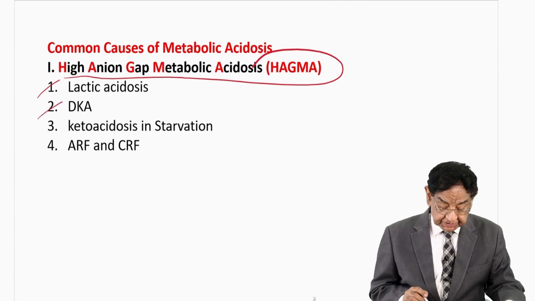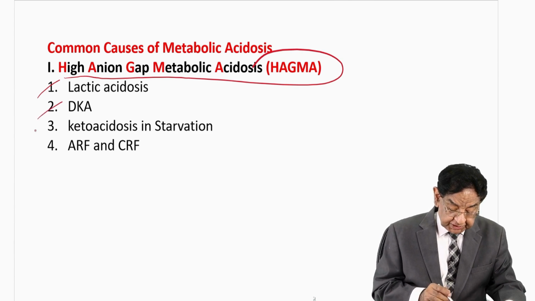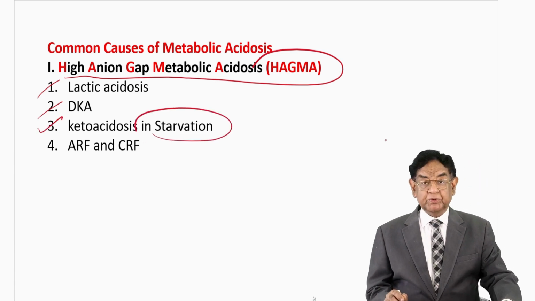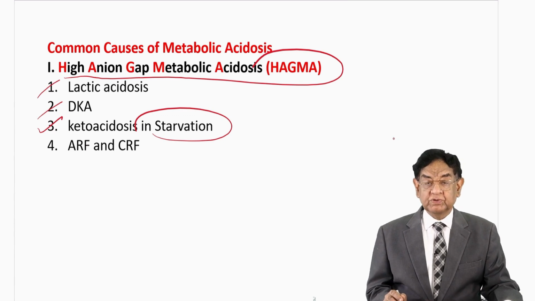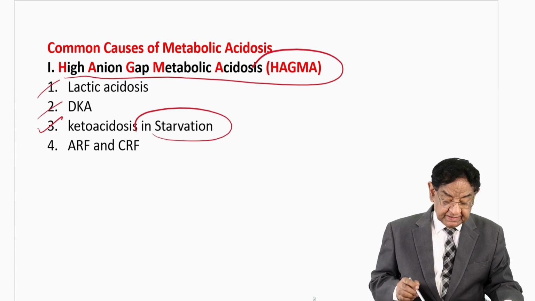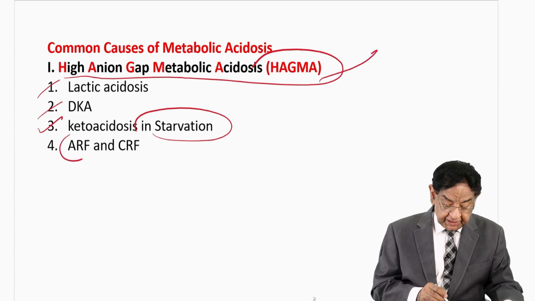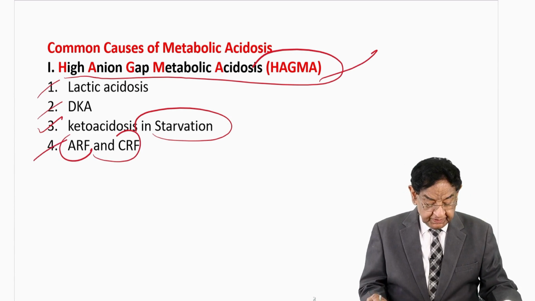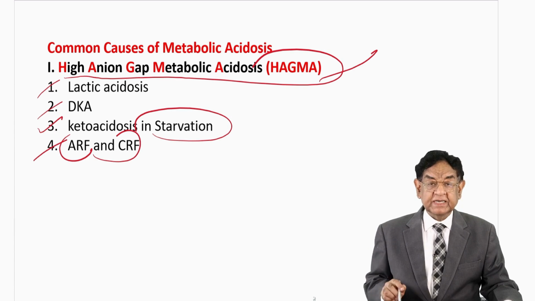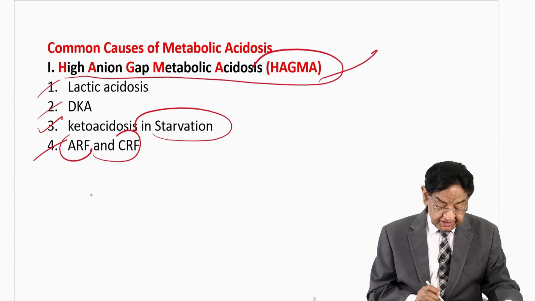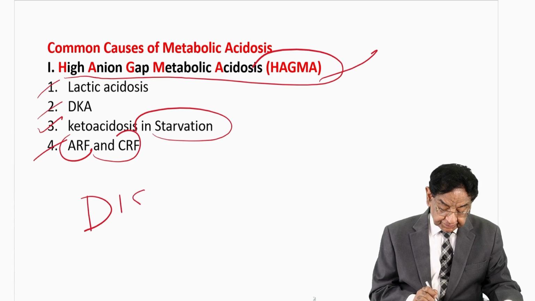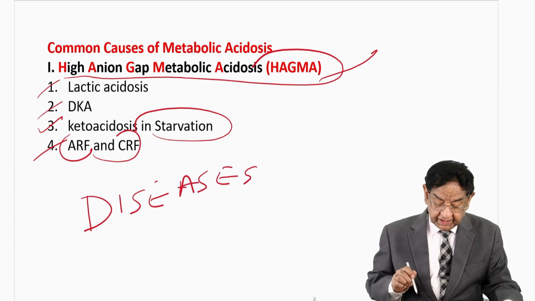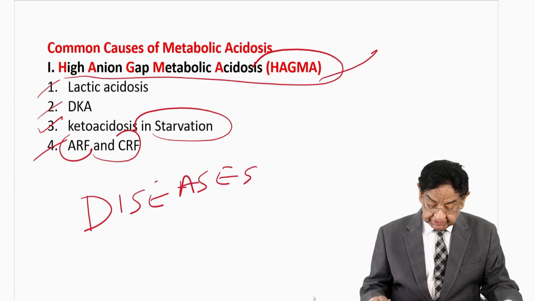Diabetes ketoacidosis. Ketoacidosis in starvation. Point to be noted, in starvation also ketosis can occur. HCO₃ can occur in acute renal failure or chronic renal failure also. Okay, so there are some of the diseases category where we can give high anion gap metabolic acidosis.